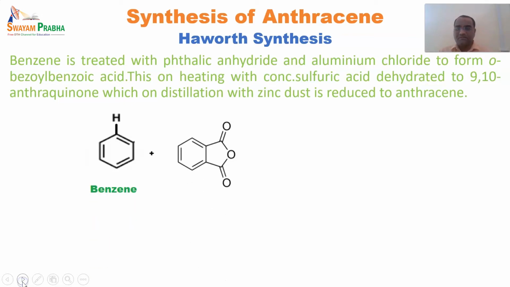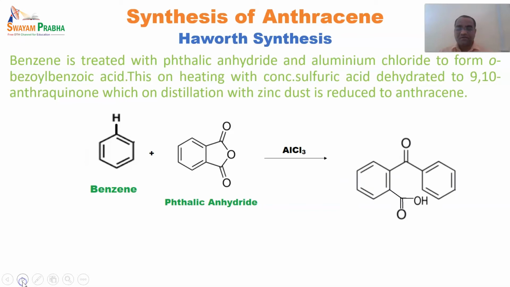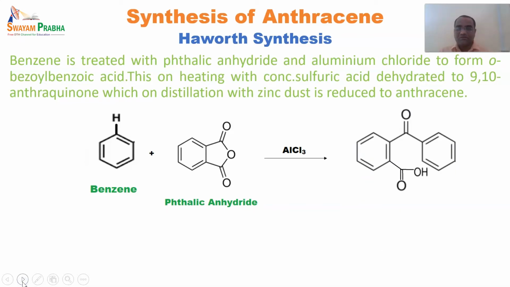So benzene reacted with phthalic anhydride. Such a reaction is nothing but a Friedel-Crafts type of reaction. Whenever Lewis acid AlCl3 comes, it is a Friedel-Crafts type of reaction, and it forms a cyclic product, that is orthobenzoyl benzoic acid.